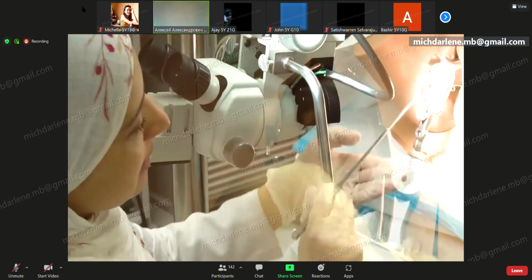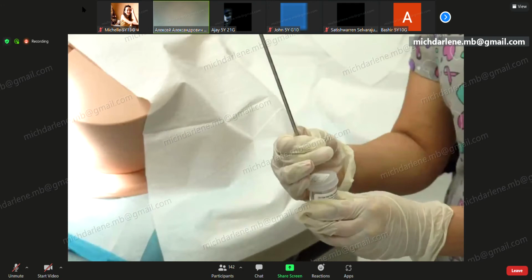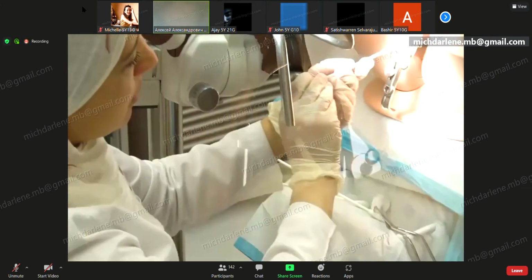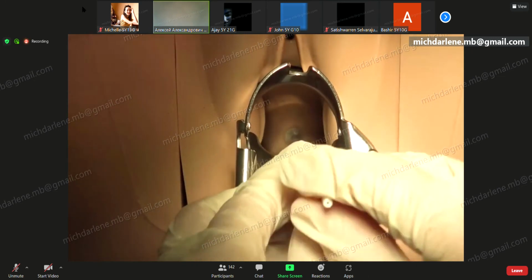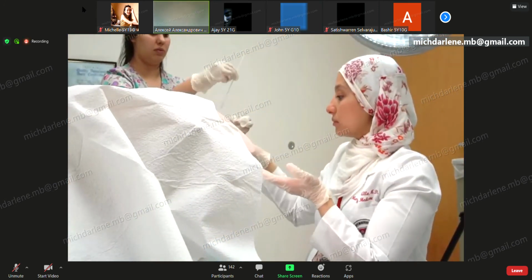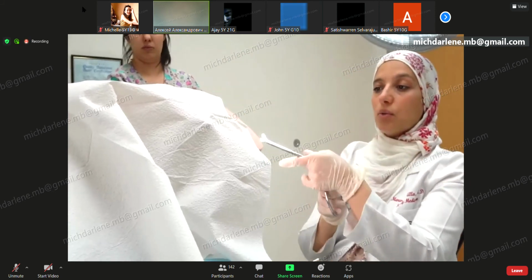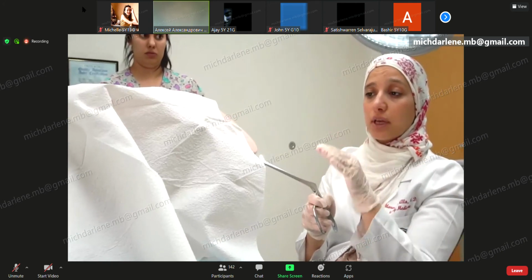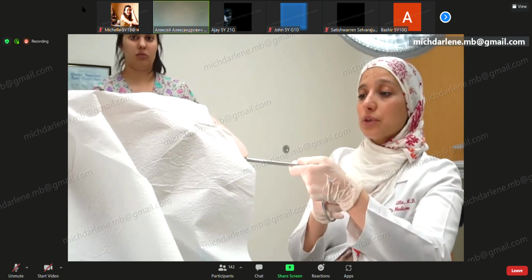After we take the ECC sample, we hand it to the MAs, and then we'll take the remaining cells with a cyto brush. Then we'll take a biopsy. First, identify where the lesion is, and then we can start with the first one.